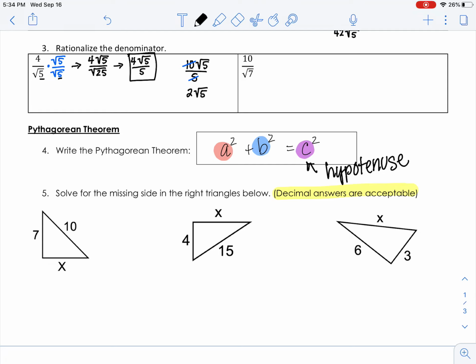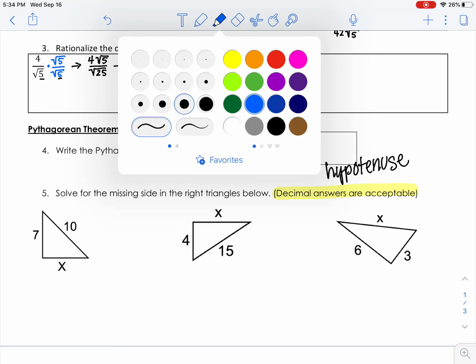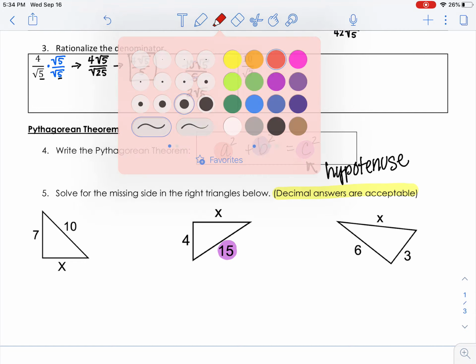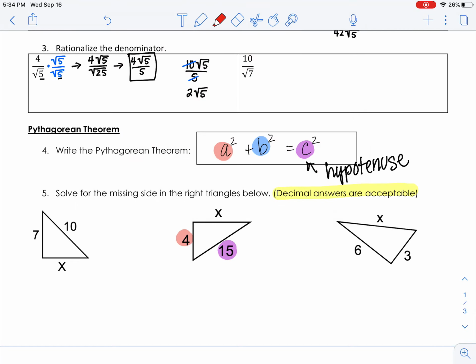Which is your longest side. So looking at the middle one, that means my hypotenuse is 15. Now remember, A and B don't matter, so you can choose either one to be A and either one to be B. C has to be your longest side. So we would do 4 squared plus x squared equals 15 squared. And again, that's just using A equals 4, B equals x, and C equals 15.